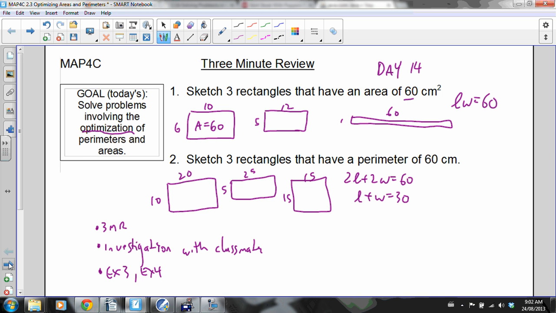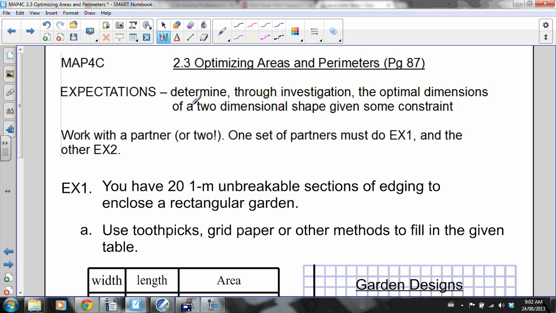So the investigation is here. The expectation is to determine, through investigation, the optimal dimensions of a 2-dimensional shape given some constraint. Given some constraint is the idea of, if I give you a certain number of patio stones, what's the best shape you could make the patio into? Again, this was with a partner, and it says you have 20 1-meter unbreakable sections of edging to enclose a rectangular garden.